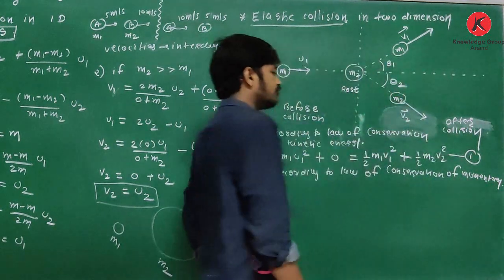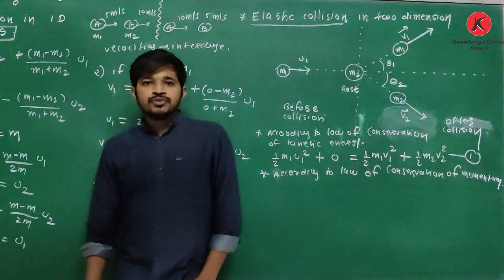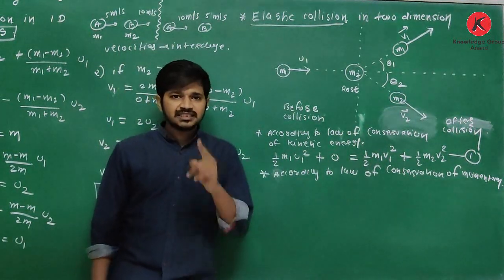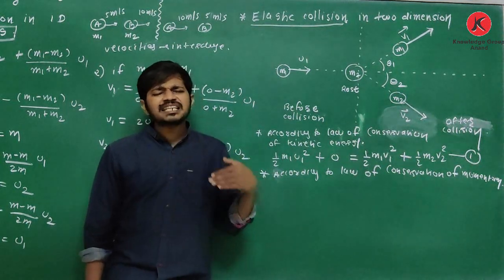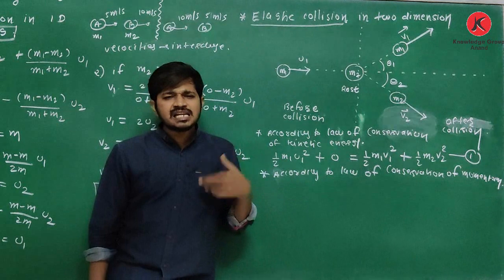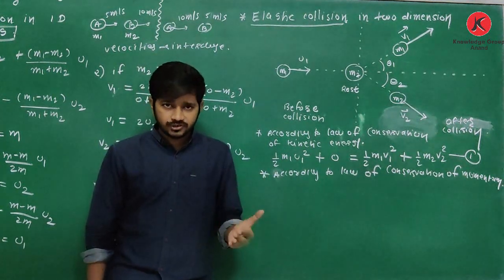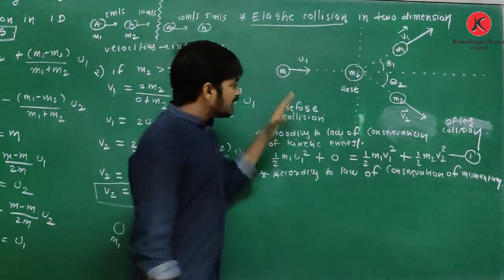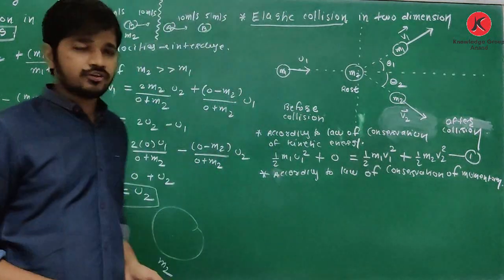How to write the law of conservation of momentum? In the last lecture, we discussed elastic collision in one dimension. One dimension means u1, u2, v1, v2 are all in the same direction, so we have not used vector notation. But in this case, as it is in two dimensions, we have to use vector notation.